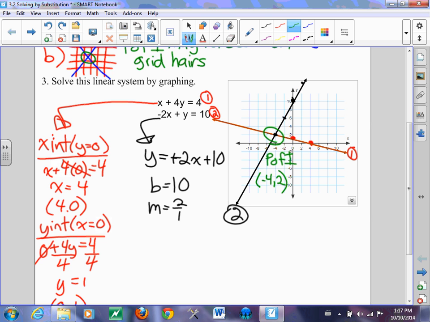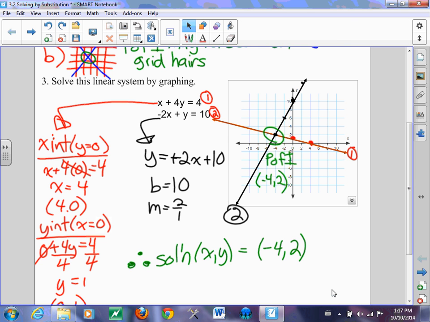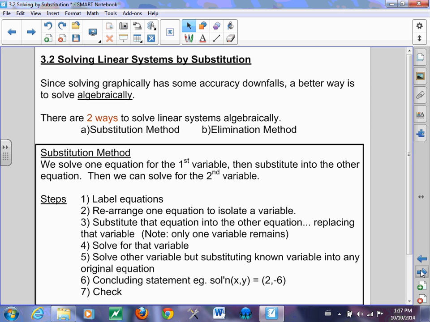And then to finish off, you say therefore solution (x, y) equals (negative 4, 2). Awesome. Now we're going to get into our second method of solving linear systems, which is called substitution.